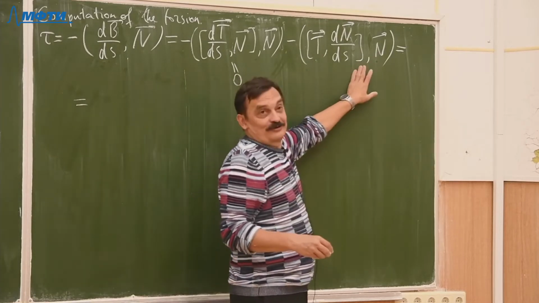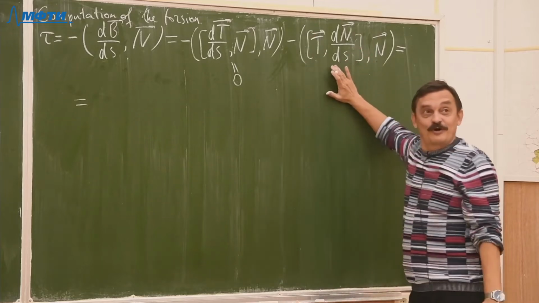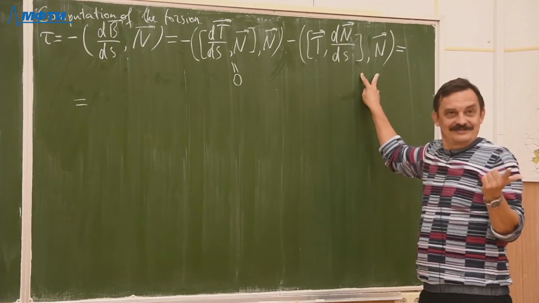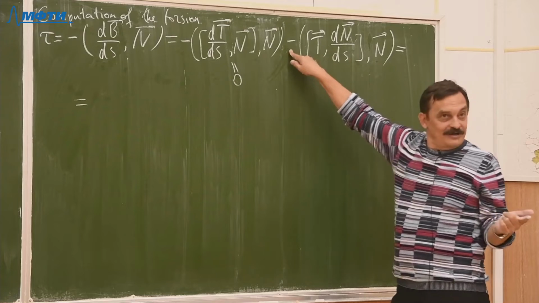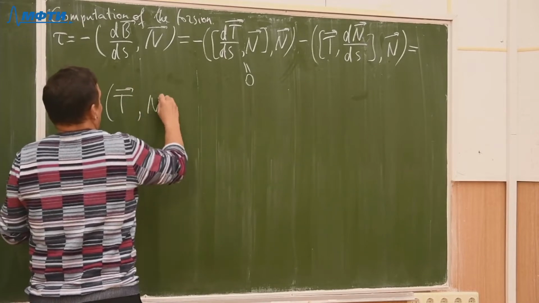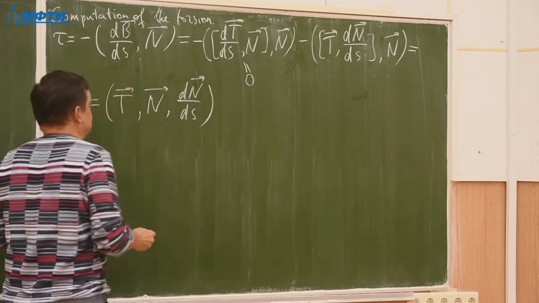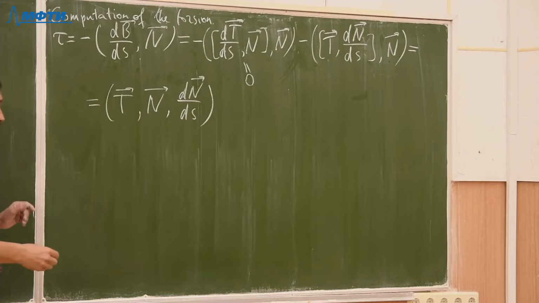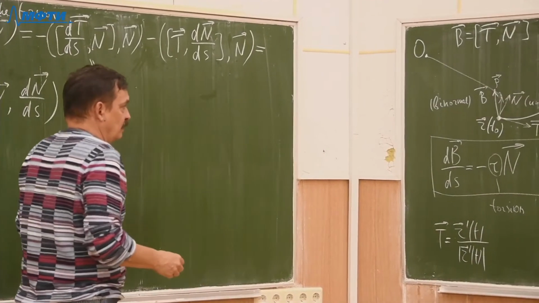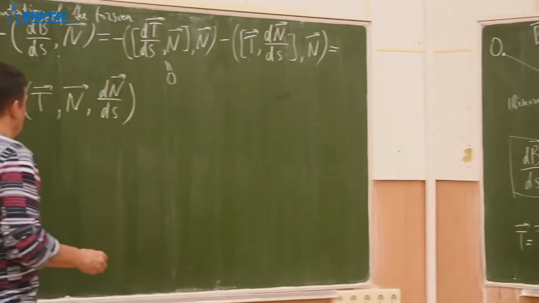So that is triple product. Roughly speaking, I may forget about those brackets, right? And then we have properties of triple products. If we change the order, minus appears. So I'll change the order, minus disappears. That is T n dn over dx. Now, let us remember what we have then.